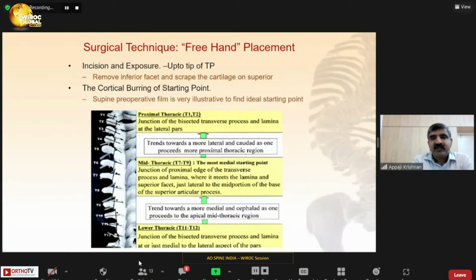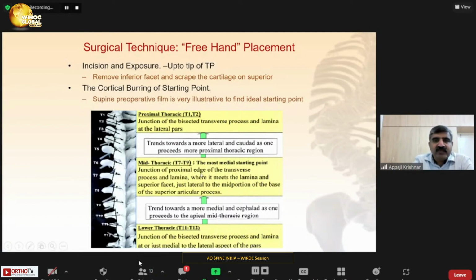The exposure in an open thoracic pedicle screw should extend to the tip of the transverse process. Remove the inferior facet if you are going to do a fusion. If you're not going to do a fusion, you don't have to remove the inferior facet. Scrape out the cartilage on the superior facet if you are doing a fusion. Use a cortical burr, a small 2 millimeter burr, to make the starting point. You can see in this picture where the starting point is. As I said, for T1, T2, it is the junction between the bisected transverse process and the lamina.